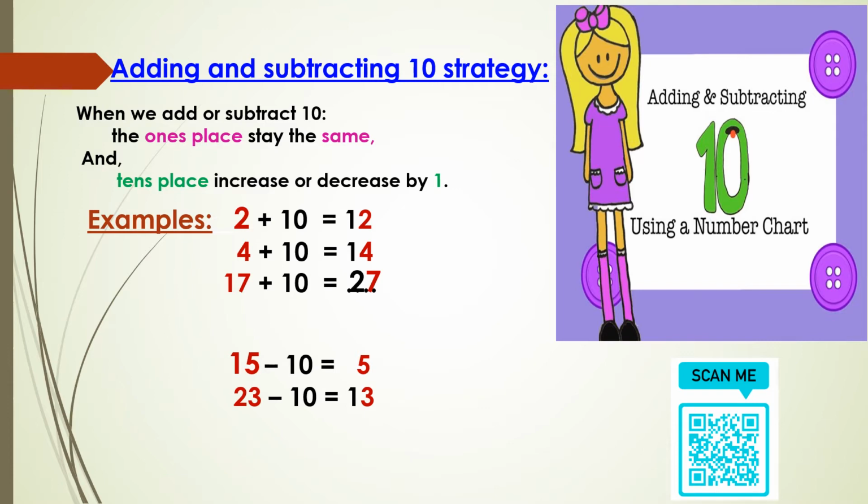The next problem, 23 minus 10. Look at the ones place. In 23, we have 3 in ones and 2 in tens. So I will write 3 as it is. Okay? And in the tens place we have 2. So 2 minus 1 equals 1. So 23 minus 10 equals 13.